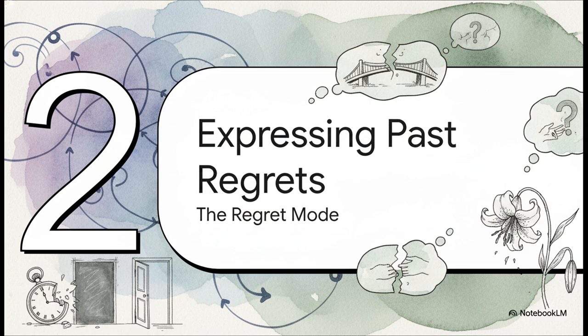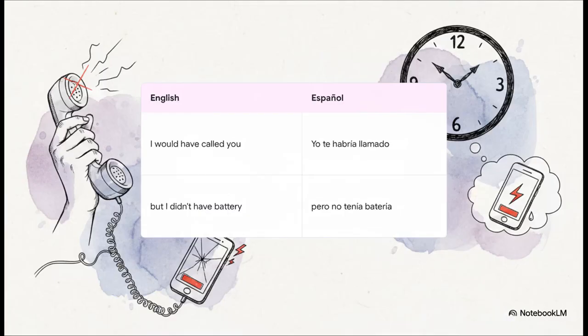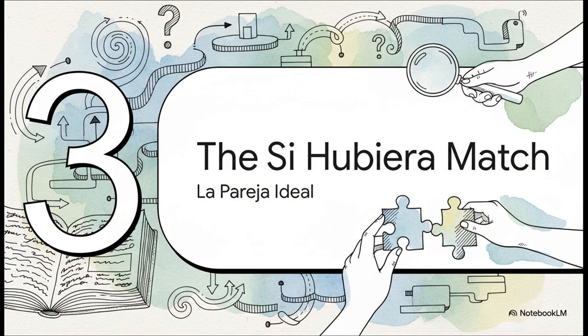Moving right along to section 2, expressing past regrets. So the main job of this structure is to talk about arrepentimientos, regrets, or these impossible actions in the past. We're talking about things that would have happened, but just didn't because some necessary condition wasn't met. Let's look at a classic excuse. I would have called you, but I didn't have battery. Notice how perfectly that maps over to Spanish. Yo te habría llamado, pero no tenía batería. See that? I would have called maps flawlessly to yo habría llamado. The moment to call is completely gone, it's impossible to change now, and this is exactly the tense you use to express that regret.